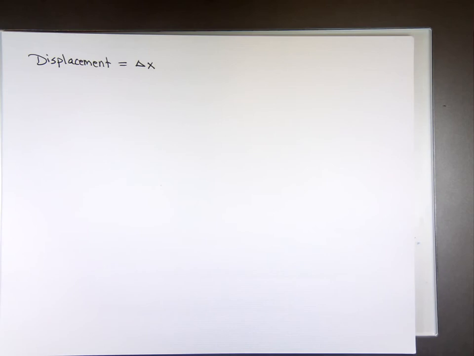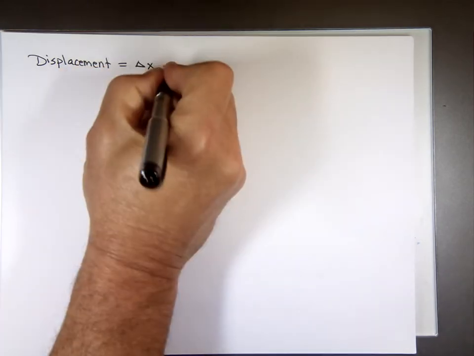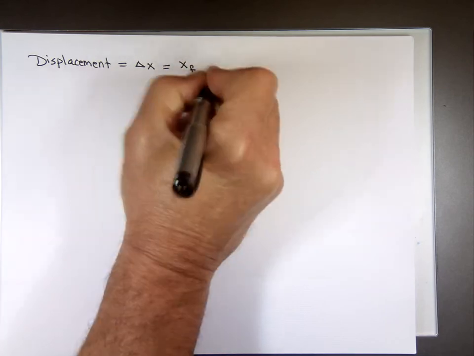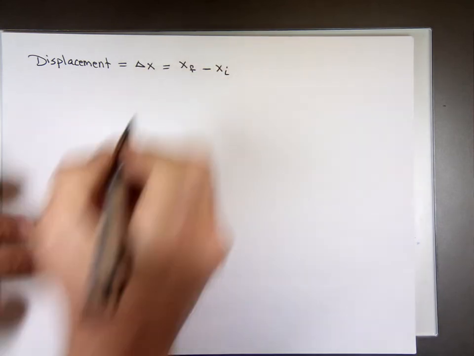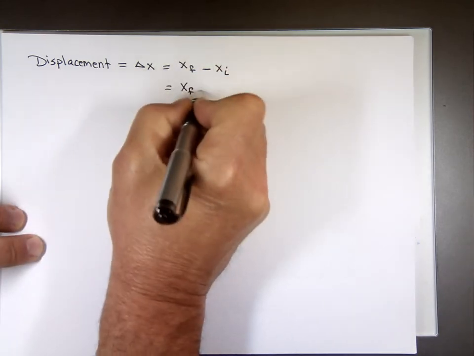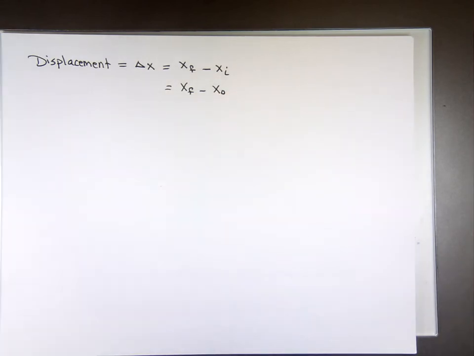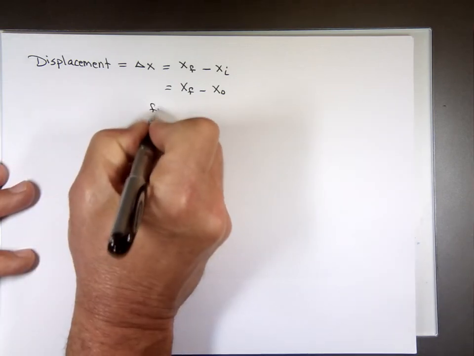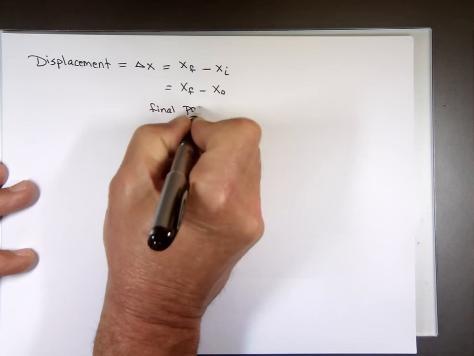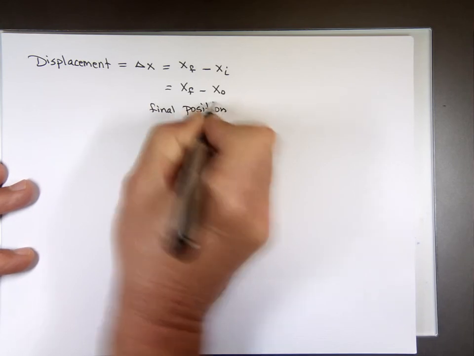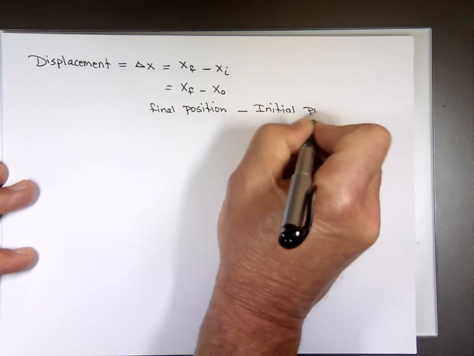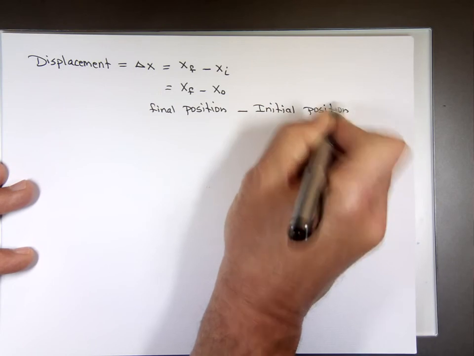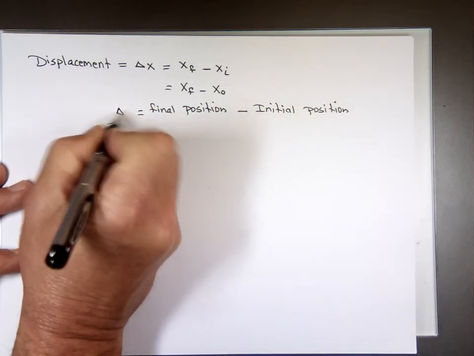Where is your final position in relation to your initial position? So it's x final, that's your final position, minus, for initial we use either i or o. A lot of times you'll see me write this as x final minus x o, x initial. It's the same thing. So it's your final position minus your initial position. That's what displacement, or change in x, is.